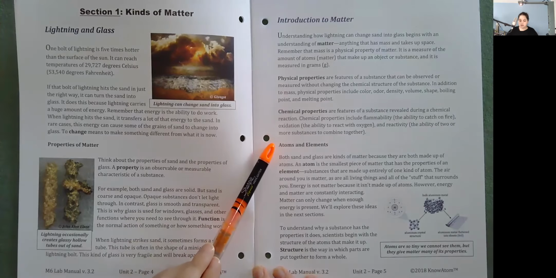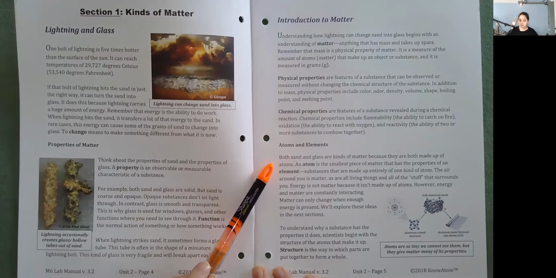Atoms and elements. Both sand and glass are kinds of matter because they are both made up of atoms. An atom is the smallest piece of matter that has the properties of an element, substances that are made up entirely of one kind of atom. The air around you is matter, as are all living things and all of the stuff that surrounds you. Energy is not matter because it isn't made up of atoms.